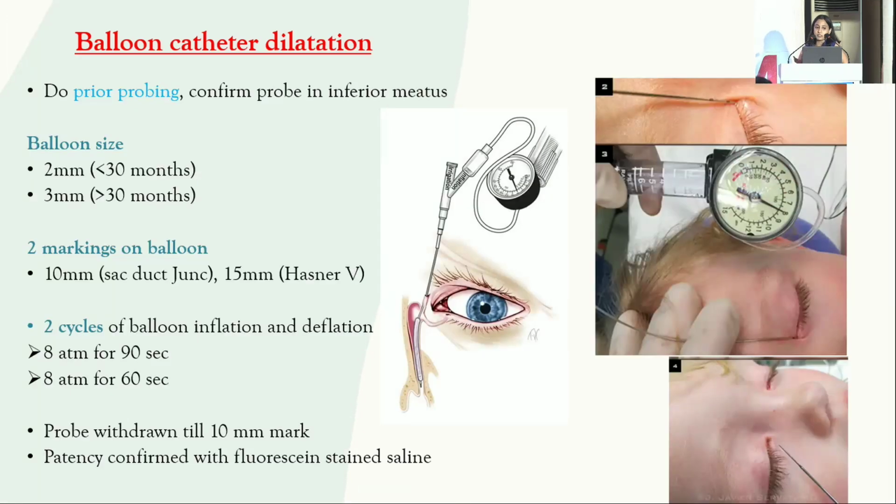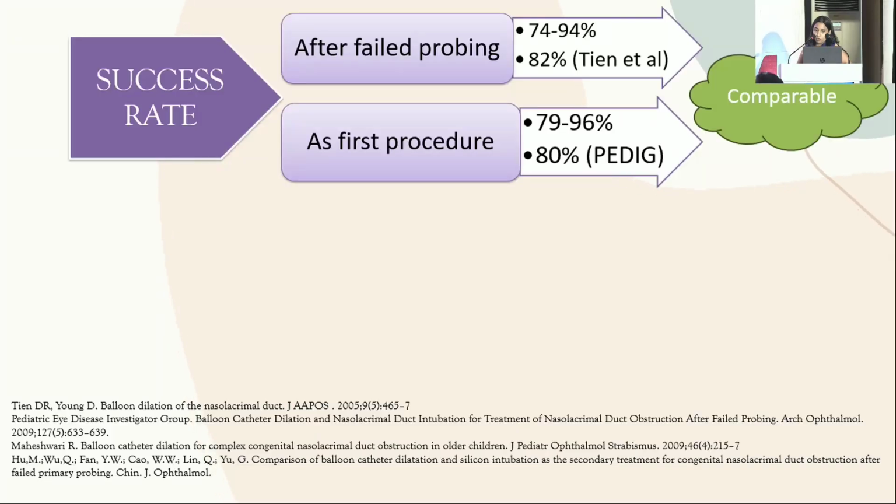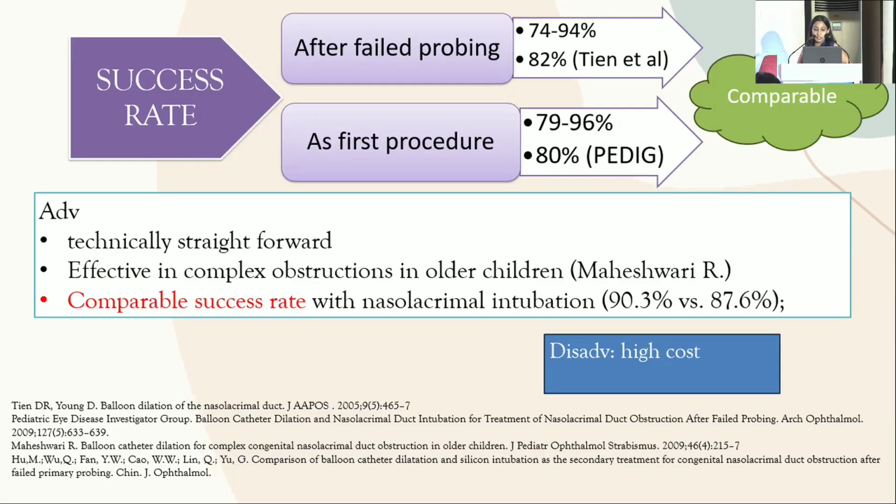There can be another option, that is a balloon catheter dilatation. There are 2 types of balloons. Anything that is compressed, we go over there, we inflate it, and that opens. There are 2 cycles of inflation and deflation, and then it is confirmed with saline. The success rate is almost comparable to the intubation and to the probing.